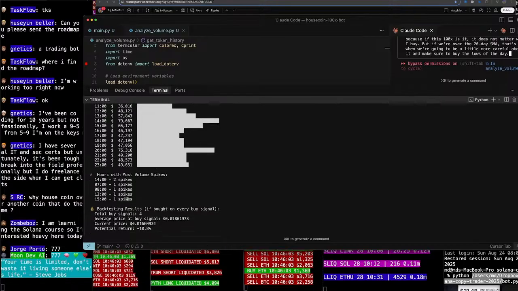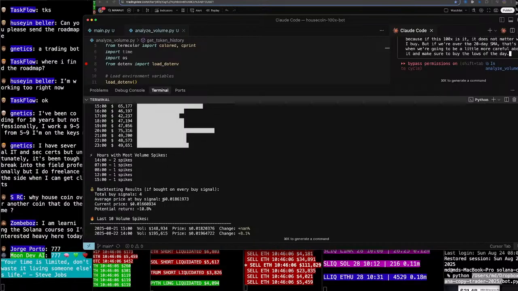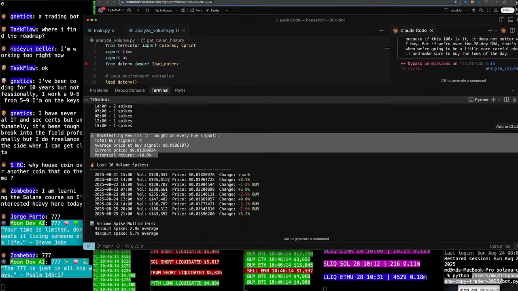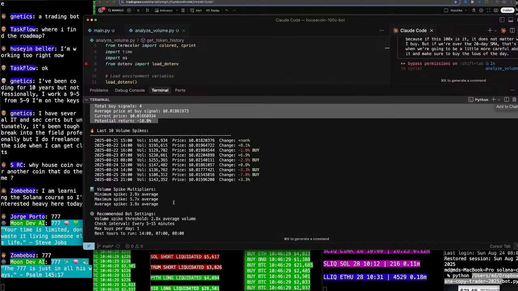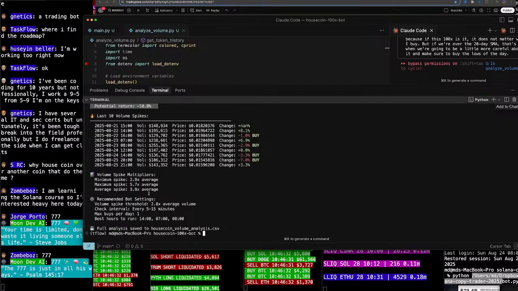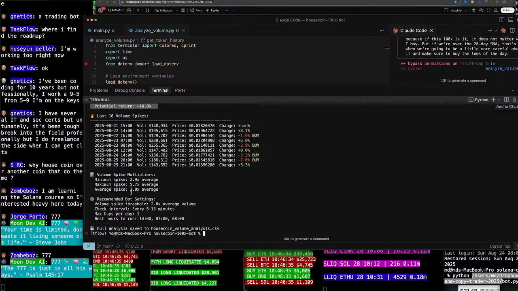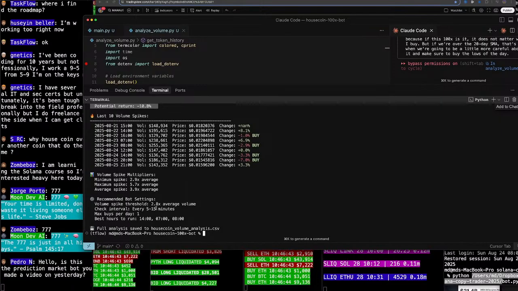Hours with most volume spikes. Backtesting results if bought on every buy signal. Total buy signal here. Volume spikes: minimum spike 2.9x, maximum spike 5.7x, average spike 3.9x. Bot settings: volume spike threshold is 2.x average volume. Check interval 5 to 15.